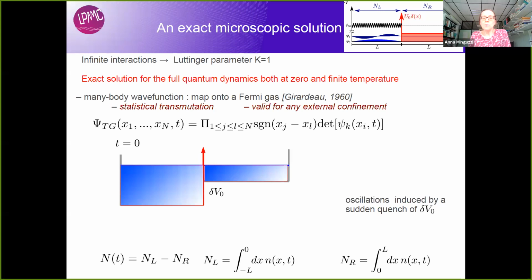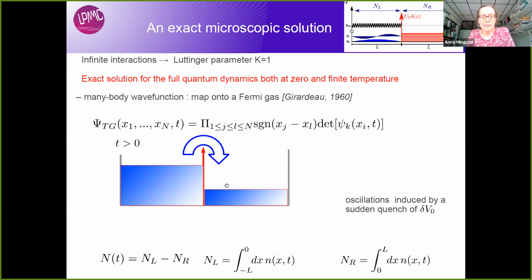We have imposed a quench. So at time zero, we prepare the system in some ground state. We can also describe the finite temperature as well. And then at time zero plus, we put down the bottom of the right well, and then we let the system evolve. In particular, some fermions will flow from the left well to the right well. And we follow the dynamics of this relative number of fermions among the two wells.